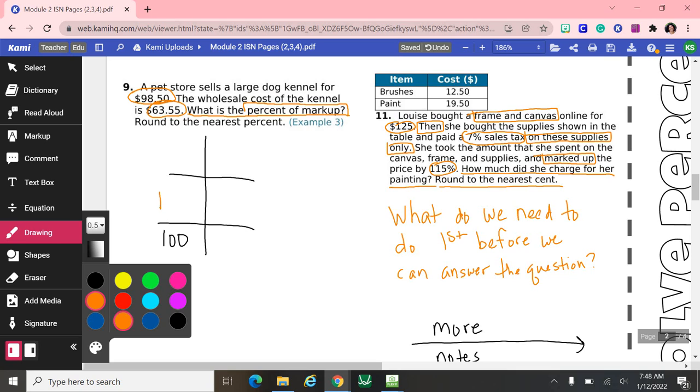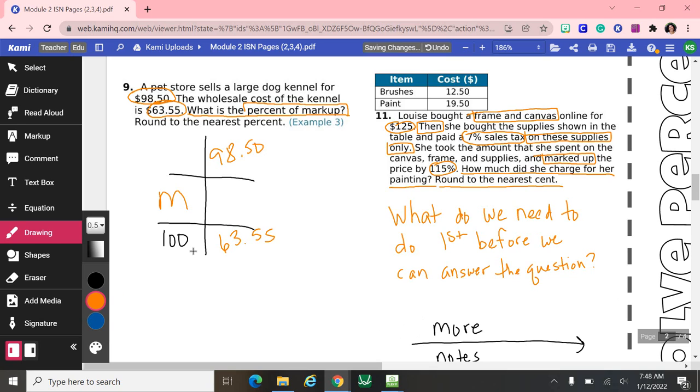I am going to put my variable right here on the percent side where I know that it is the markup. So I have given information. The wholesale cost is our original amount before we marked it up, and that was $63.55. Our total cost was $98.50. In order for us to solve this for our percent of markup, we need to know the value that it was marked up by.